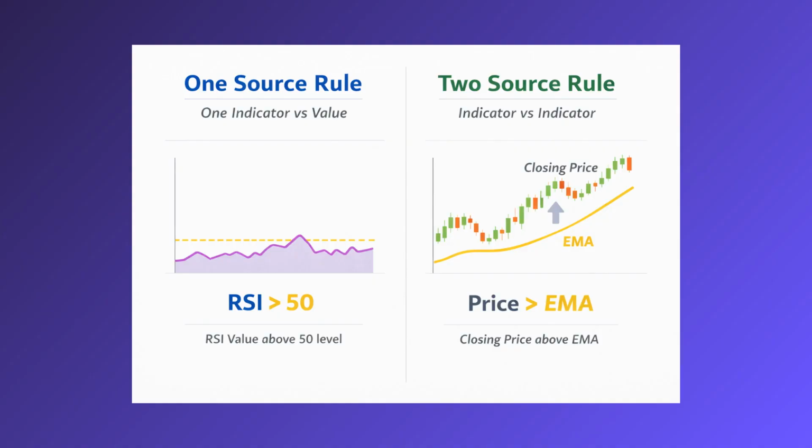There are two types of rules, one source rule and two sources rules. The one source rule utilizes information from a single source, such as an RSI above 50, or the appearance of an indicator's signal. In contrast, a two-source rule compares two distinct pieces of source information. For instance, when the closing price is above the EMA, the two pieces of information required here are price and EMA.